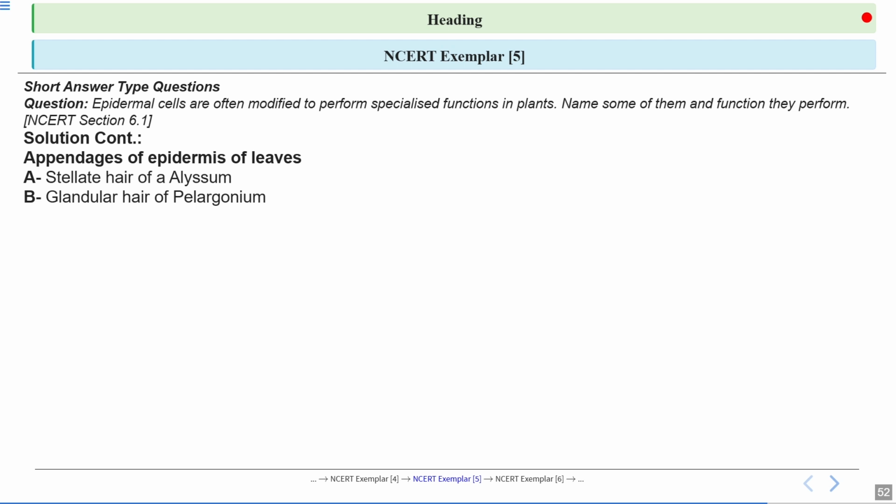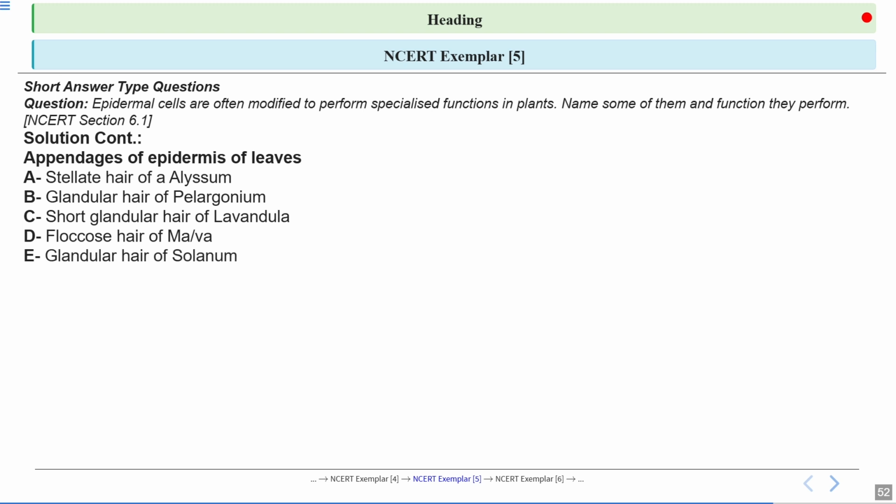Stellate hair of Alyssum and glandular hair in Pelargonium. These are the two names. These types of hairs are structures that we see in the case of the stem part. Short glandular hair of Lavandula and floccose hair in Malva. Glandular hair of Solanum species, and candelabra hair of Verbascum. These are some of the types of hairs and also the species in which they are found.